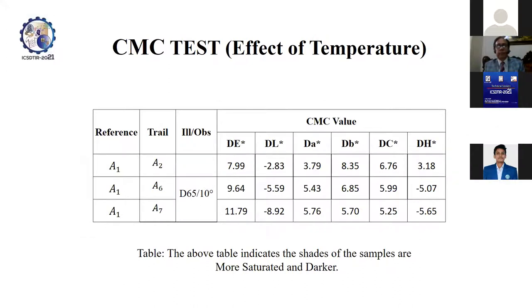This category is the effect of temperature, where we fixed the time but used variable temperature against the standard. Here, the standard temperature was 80 degrees Celsius for 60 minutes. And we can see in the CMC value that the shades of the samples are more saturated and darker. That means when increasing the temperature, the shades of the samples get more saturated and darker.